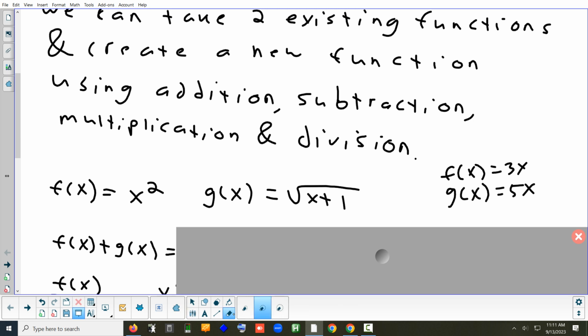Here, I don't have any like terms. I have x squared, and I have the square root of x plus 1. So what do you think it would look like when I add these two functions together and show you what's under the gray box? It's going to be a little bit chaotic at first.